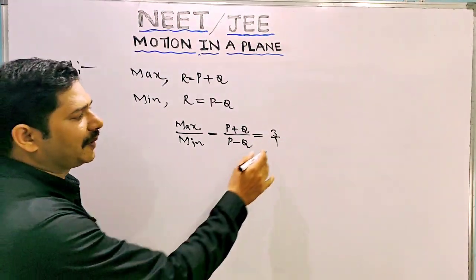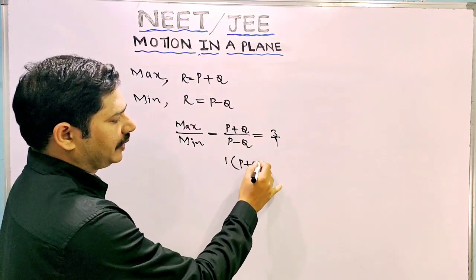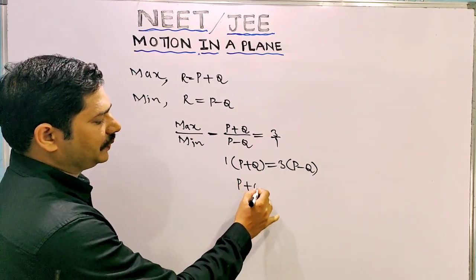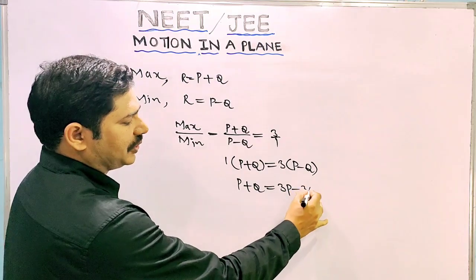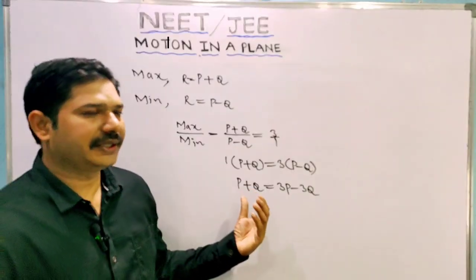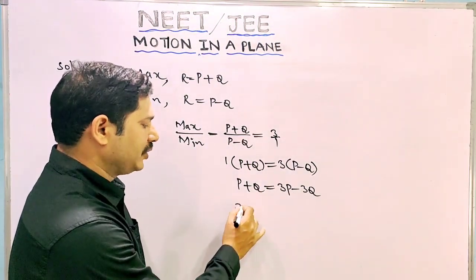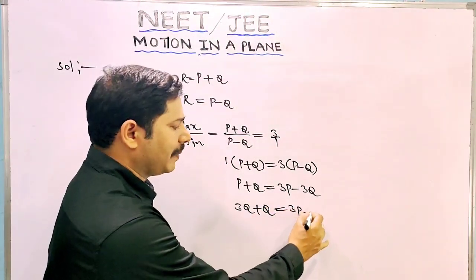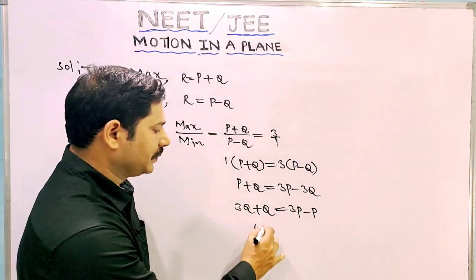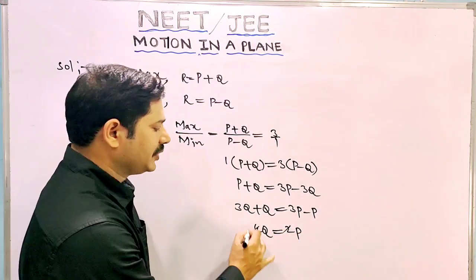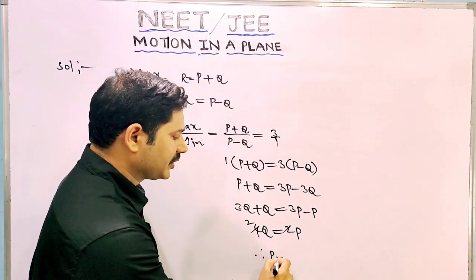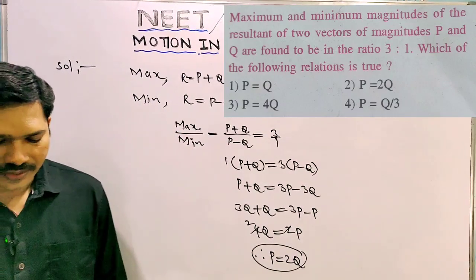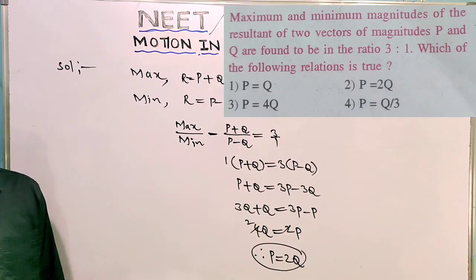3:1. So cross multiply: 1 into P plus Q is equal to 3 into P minus Q. Here P plus Q is equal to 3P minus 3Q. Minus 3Q I am bringing to this side, and P I am sending to that side. What happened? 3Q plus Q is equal to 3P minus P. So 4Q equals 2P. 2 ones are 2, 2 twos are 4. Therefore P equals 2Q. Which option is correct? The second option is correct. P equals 2Q.